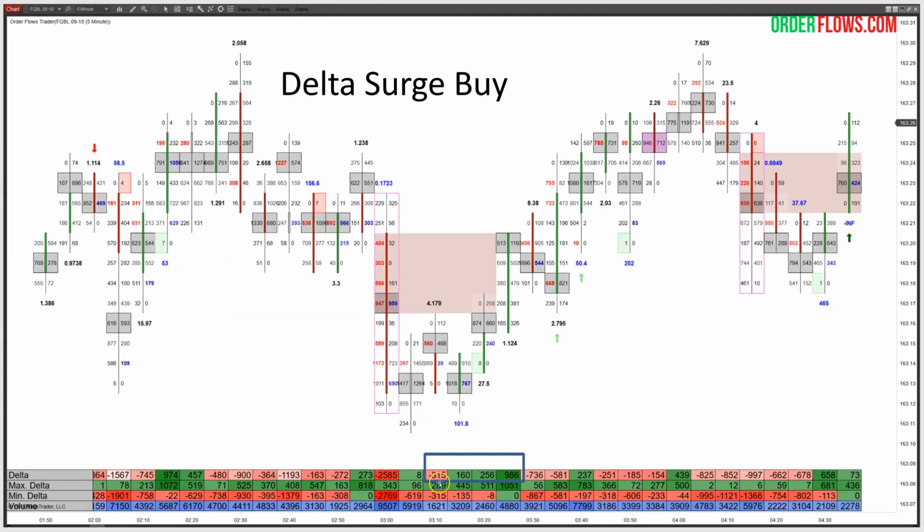Here you go, minus 315, plus 160, plus 256, plus 986. You just hit a low here, bounce up, come back down, then boom, start moving higher, higher, higher, higher. So that's the delta surge buy. Basically what you're looking at is the negative delta, then a positive, greater positive, greater positive.